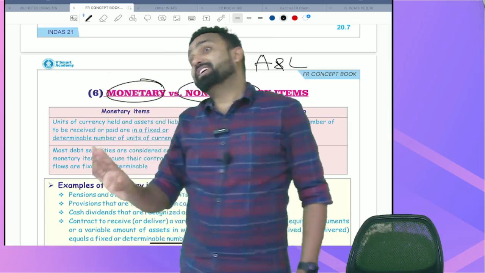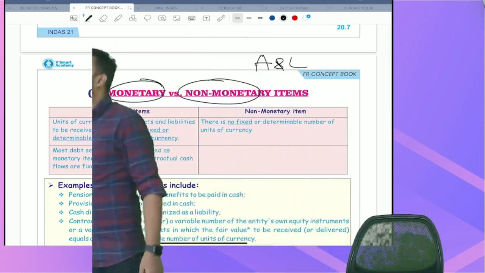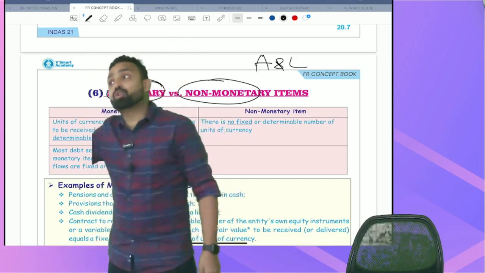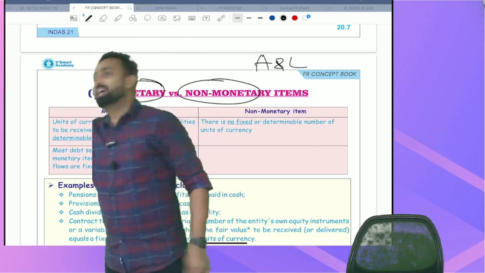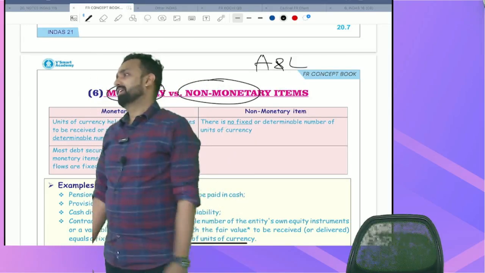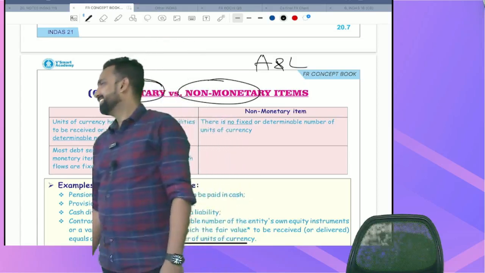But now, where do we need to keep the gain or loss? It depends on their nature. If they are measured through P&L, transfer the difference to P&L. If they are measured through OCI, transfer the difference to OCI. Simple. Understood or not? Yes.